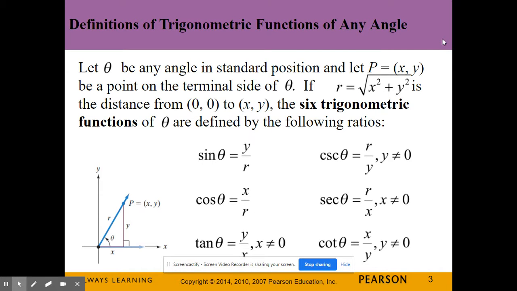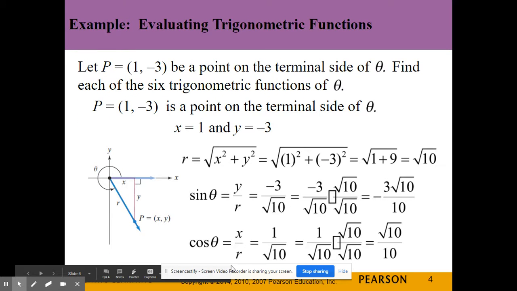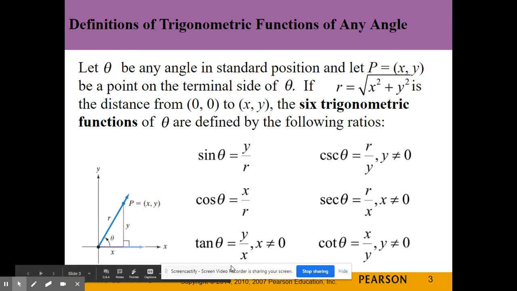So sine is y over r, which is opposite over hypotenuse. Cosine is x over r, which is adjacent over hypotenuse. Tangent is y over x, which is opposite over adjacent. And then the other ones are just, again, reciprocals.